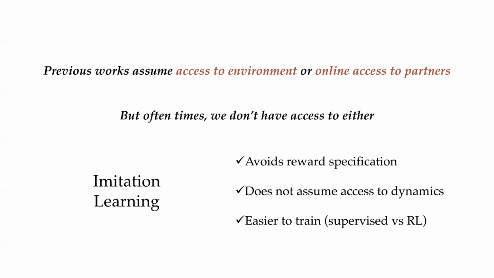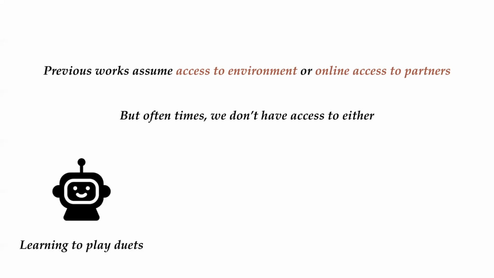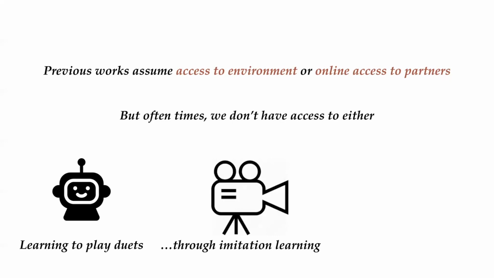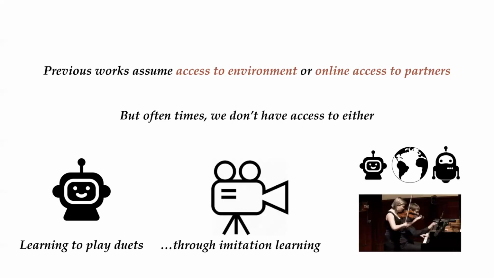So all of these factors suggest that we should put our efforts into studying how to use imitation learning to coordinate with new partners. This is what we focus on in our work. We want to learn to coordinate with new partners through imitation learning, only observing static and offline data sets, for example, diverse videos of musicians playing duets, and then being able to coordinate with new partners at test time.